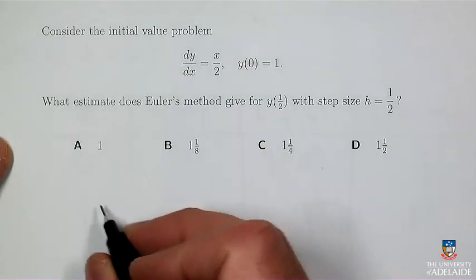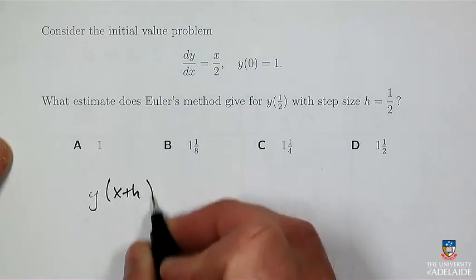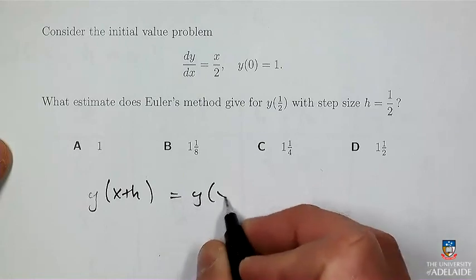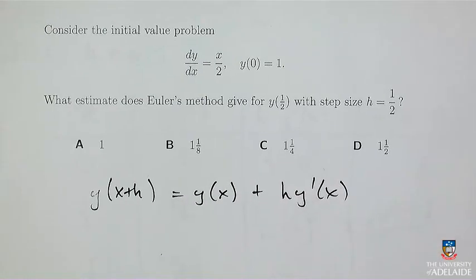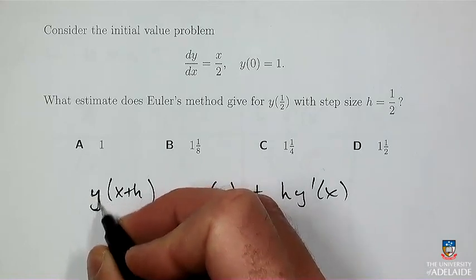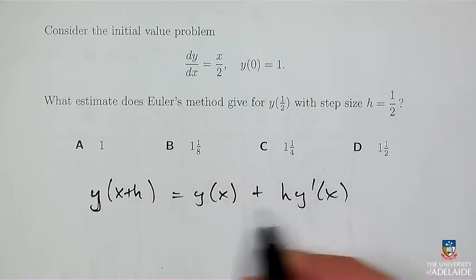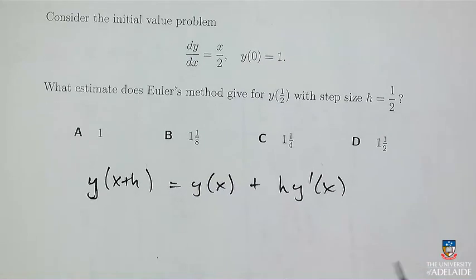So here's the formula. y at x plus a little bit is going to be y at x plus h times y dash at x. That's the formula. The point is, you know it at this point, x, you want to know it at the next point, x plus a little bit, and that's the little bit. In this case, the little bit is a half.